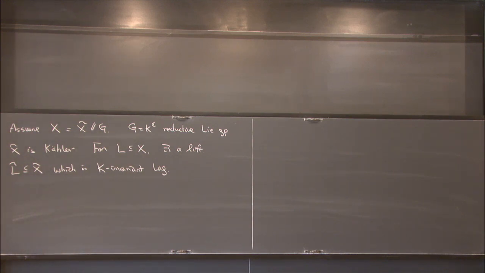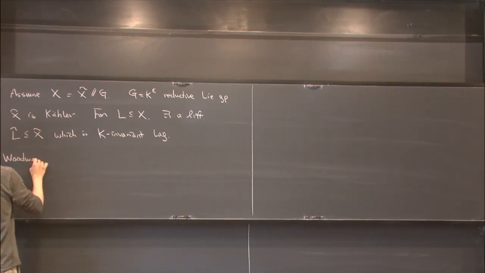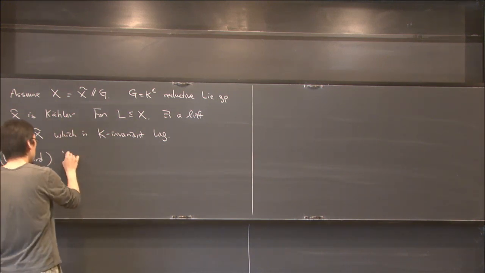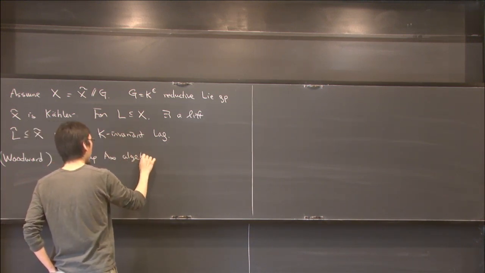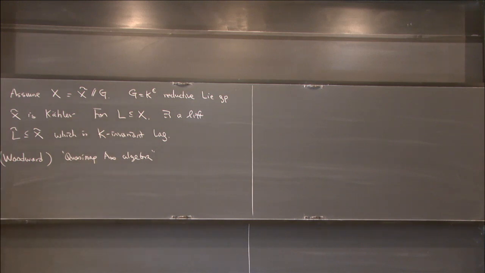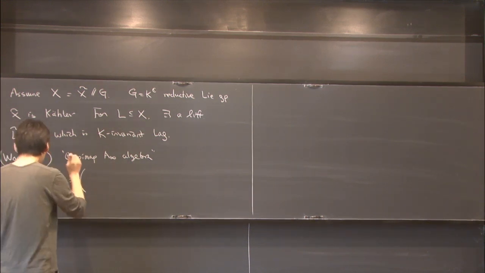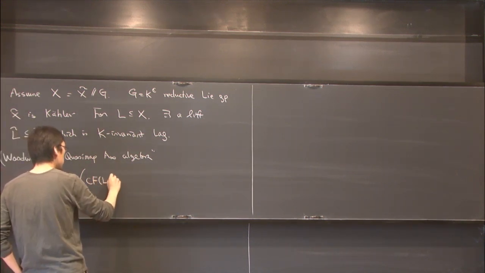Using this construction, we can define an alternate A infinity algebra structure over the same chain group. This is due to Chris. This is called the quasimap A infinity algebra, some kind of equivariant version of this. It is denoted as Fuk upper K.